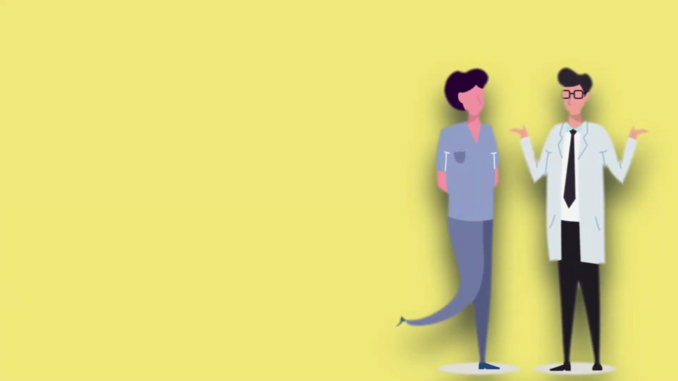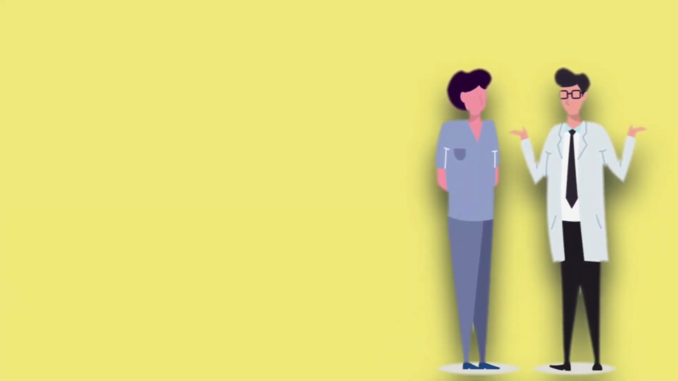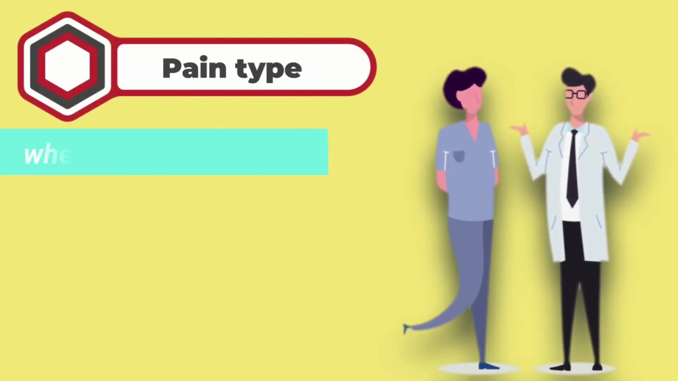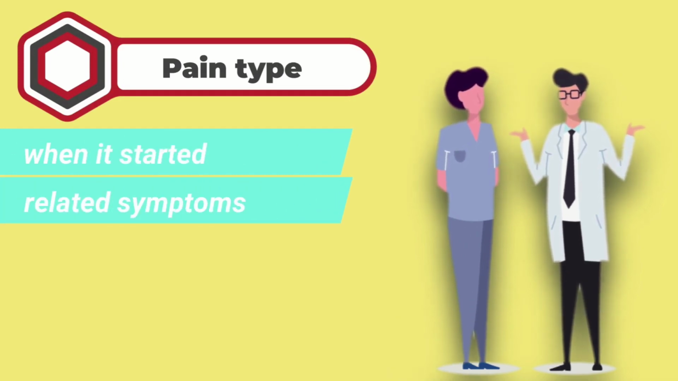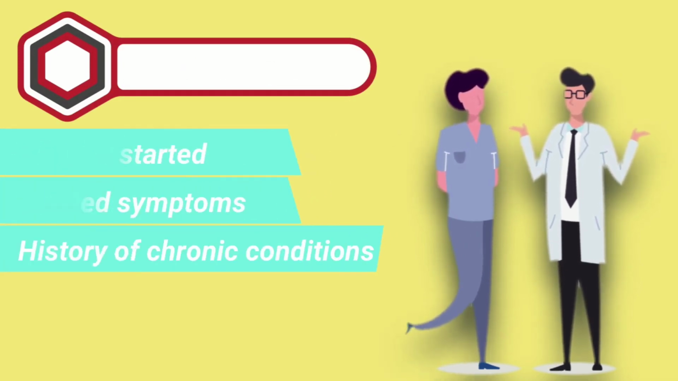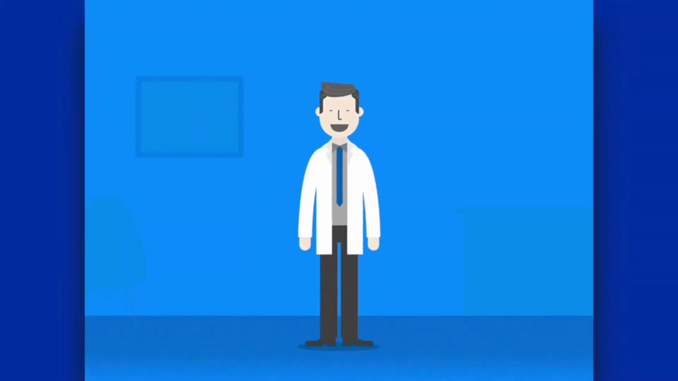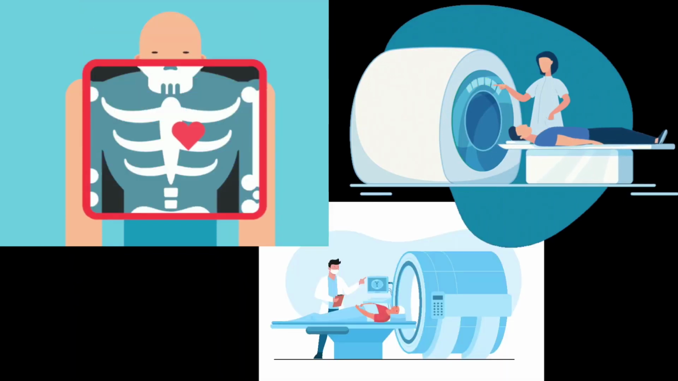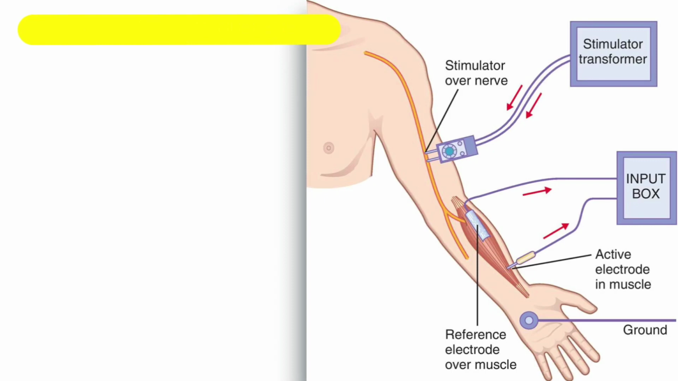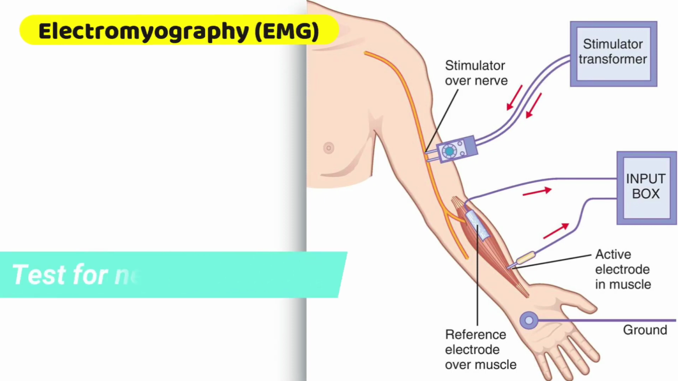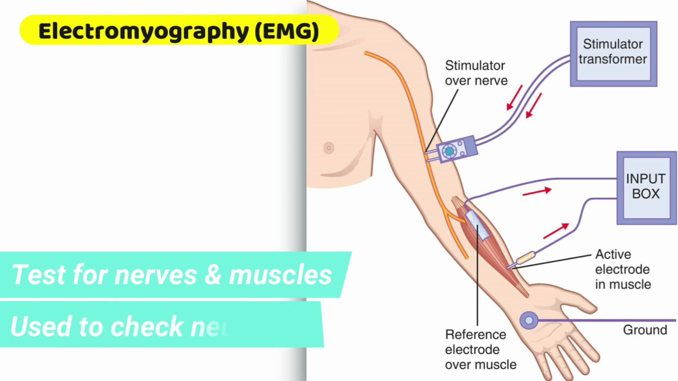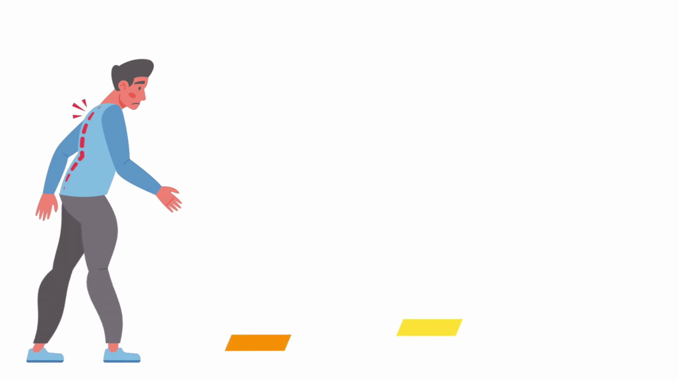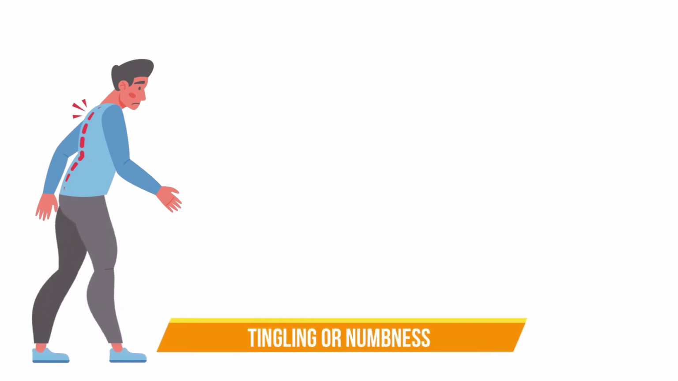To help your doctor diagnose the source of lower back pain, you should be specific in describing the type of pain that you are experiencing, that is when it started, the related symptoms, and any history of chronic conditions that you may be suffering from. Your doctor may also order some investigations like X-ray, CT, or MRI scans before starting treatment. Electromyography, that is EMG, is a test for nerves and muscles, and it may be used to check for neuropathy, that is for any kind of nerve damage. So if you have nerve damage, you might experience some tingling or numbness in your legs.